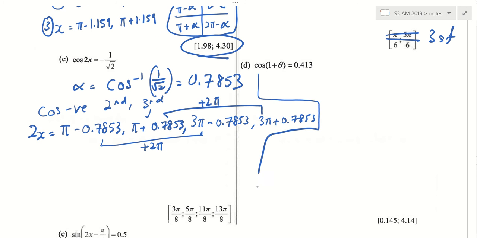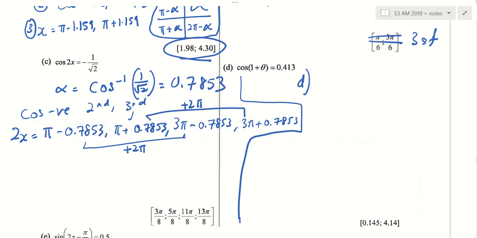Right, D. Who cannot do D? Right, Kunsh. Can you tell me the first step? Cosine inverse 0.413. This was equals to what? What is this? What are you finding? No, wrong. You do that, you always will get mistake somewhere.